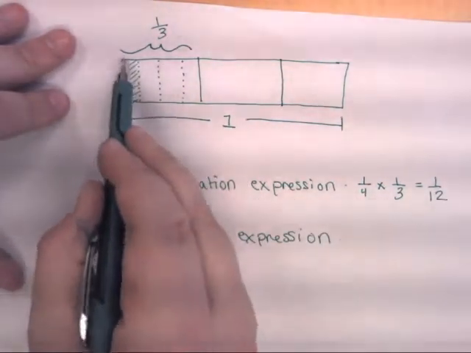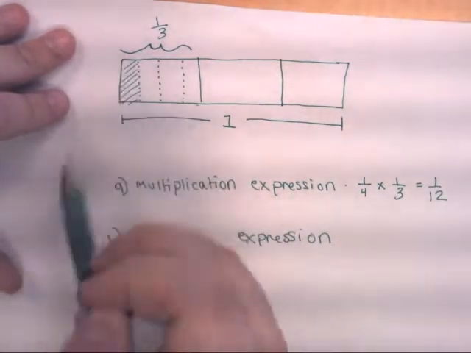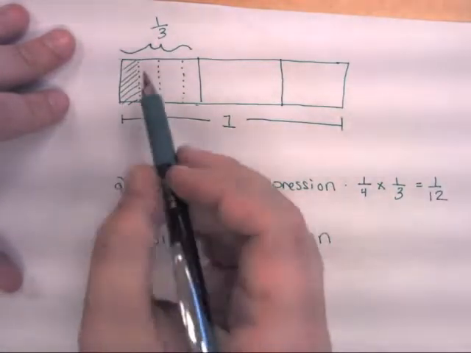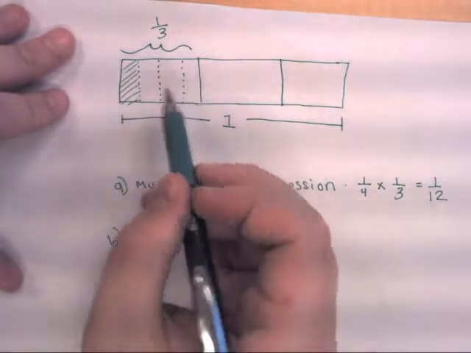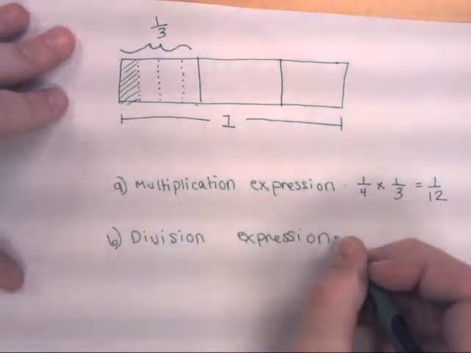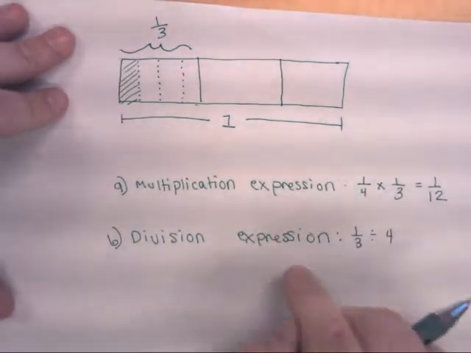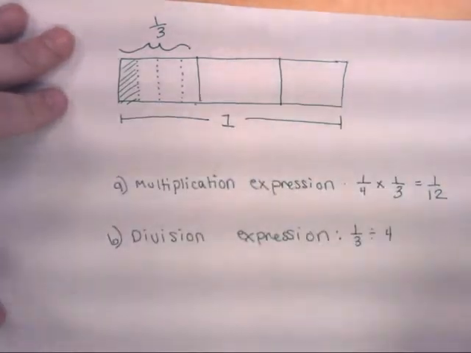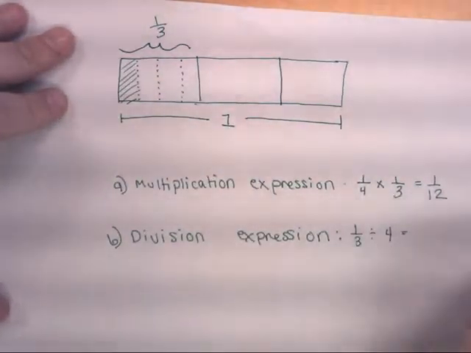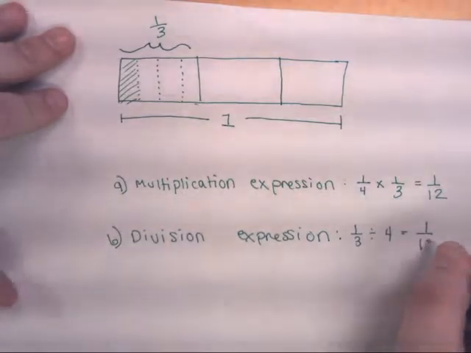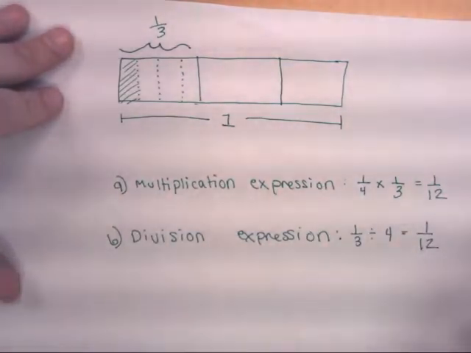Next, our division expression. Well, we know that this section here represents a third, and this third has been divided into 4 sections. So 1/3 divided by 4 is the division expression that matches this situation. And 1/3 divided by 4 also equals 1/12.